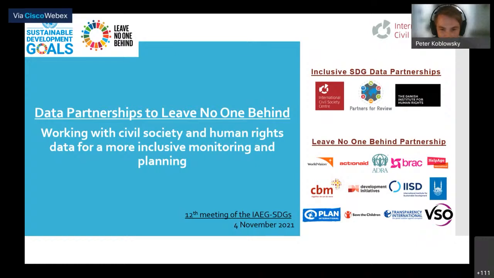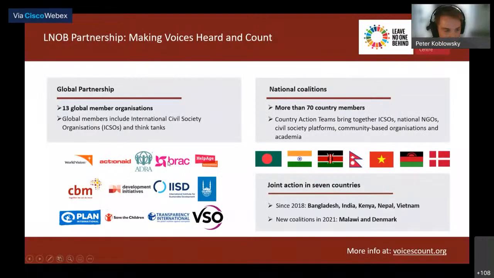You know them: World Vision, Amnesty International, WWF, Plan International, and so on. And in that function, I'm also acting as the global coordinator of the Leave No One Behind partnership, which is hosted by the center. Some of the members in this partnership you see here on this slide. But I'm also referring to our joint work with Partners for Review and the Danish Institute for Human Rights, with whom we have launched the Inclusive SDG Data Partnerships Initiative. And in the next slides, I'm going to introduce you to the work of these two platforms.